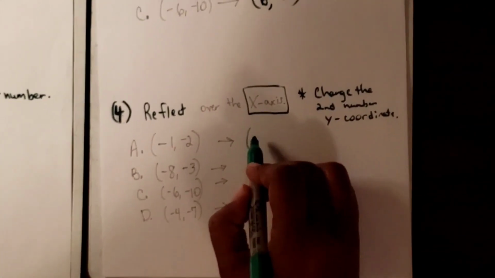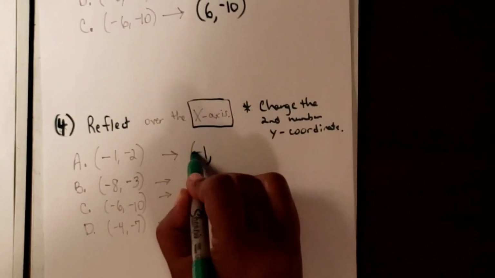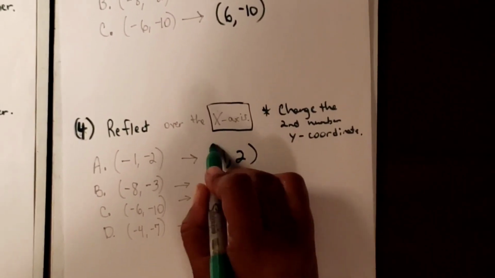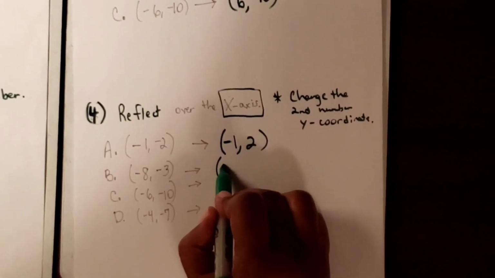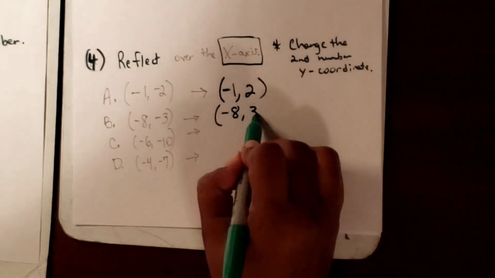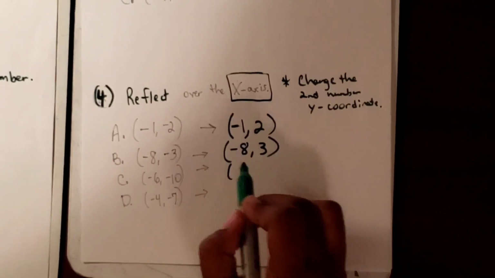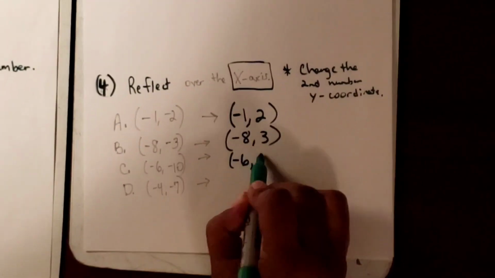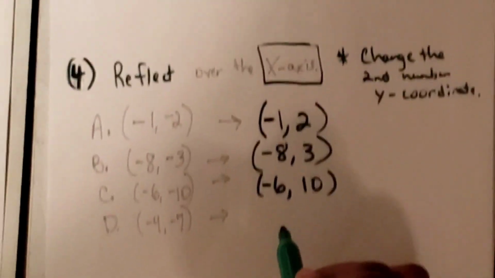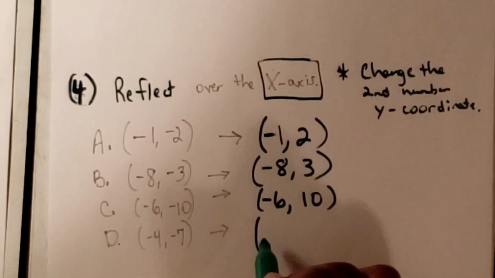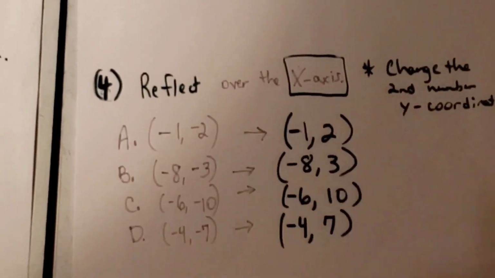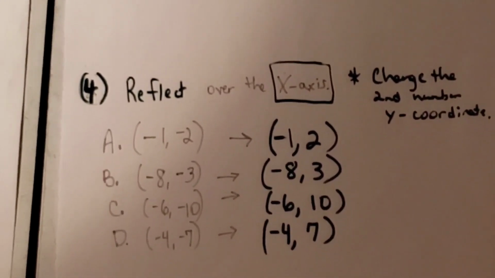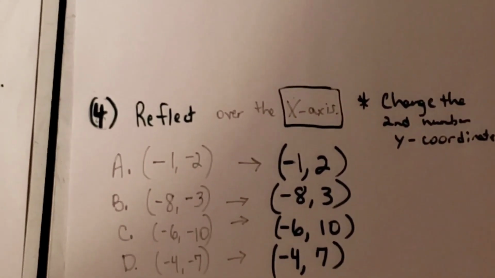So -1, -2, we change to -1, 2. -8, -3, we change to -8, 3. -6, -10, we change to -6, 10. -4, -7, we change to -4, 7. And again, I already have the answer.